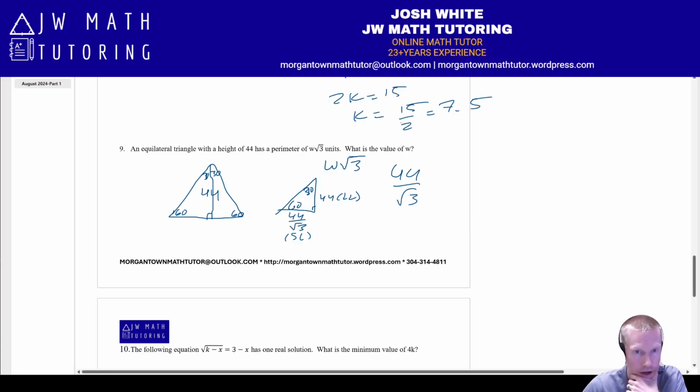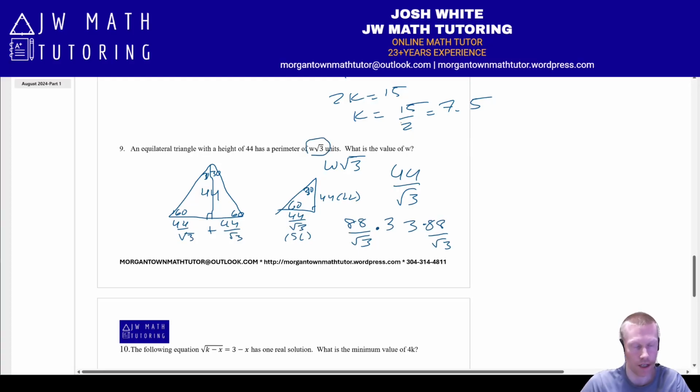And then that's going to be this part right here, and it would be the same over here as well. So one full side is going to be 2 of these added together, which is 88 over root 3. And now for the perimeter, you would of course multiply this by 3. So we've got 3 times, and I'm not going to multiply it out, I'll show you why, 88 over root 3.